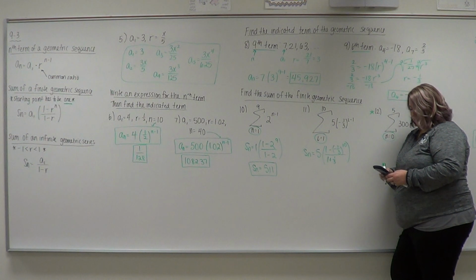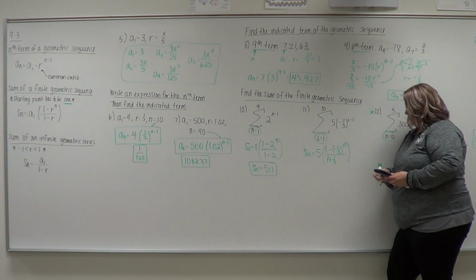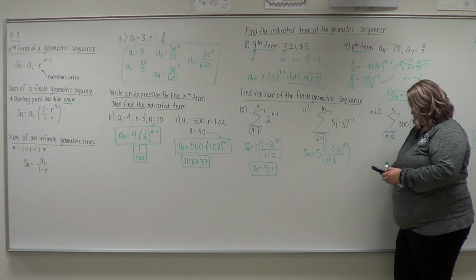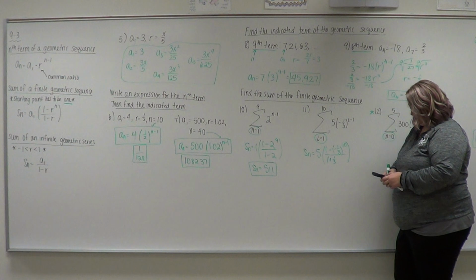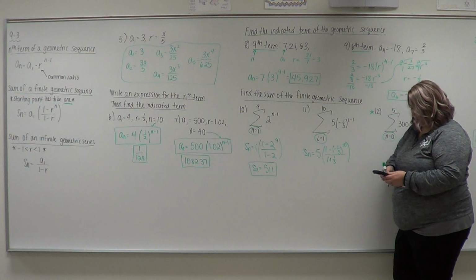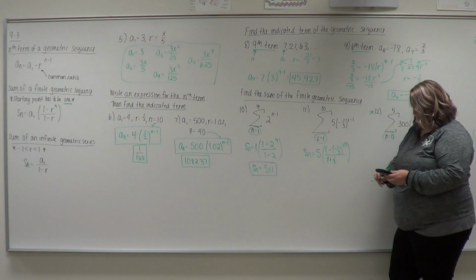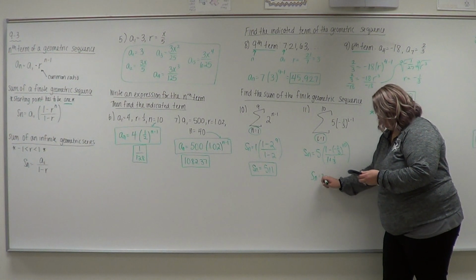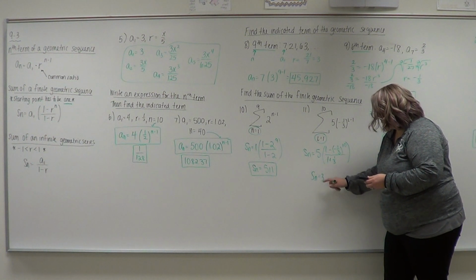Okay, and then I would take 1 minus that answer, divided by 1 plus 1/3, which would be 1 1/3. And then I'm going to multiply by 5. So I would get, I'm going to round since it's not perfect, 3.75.